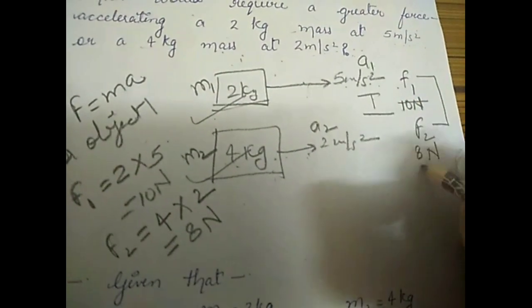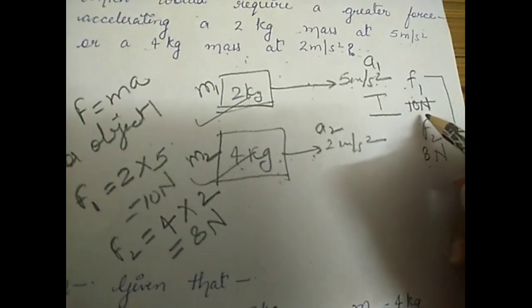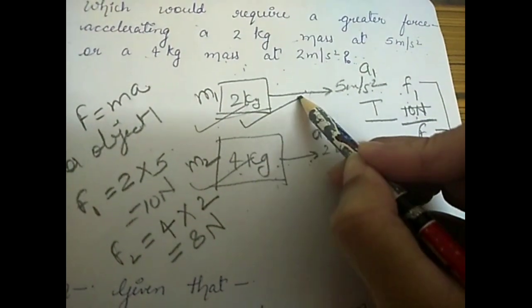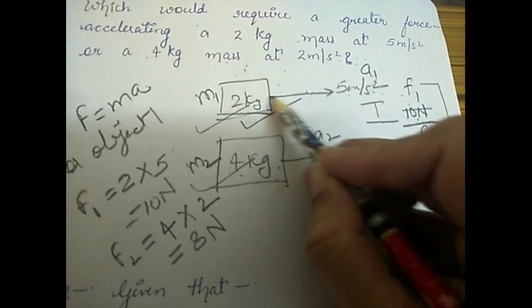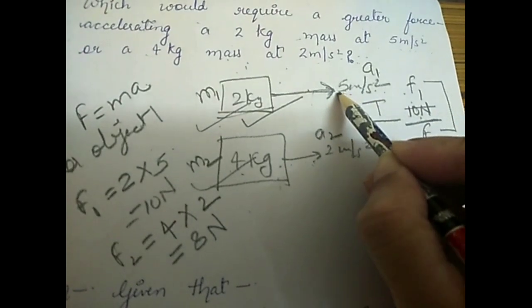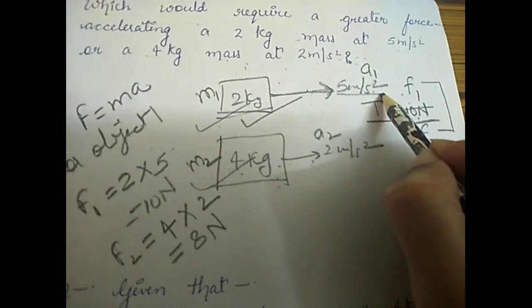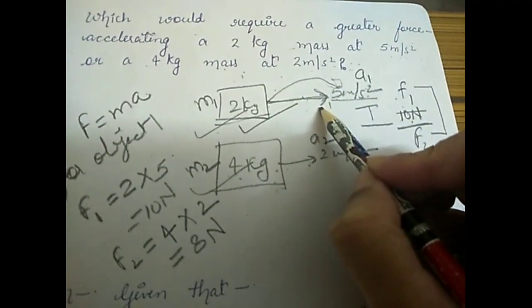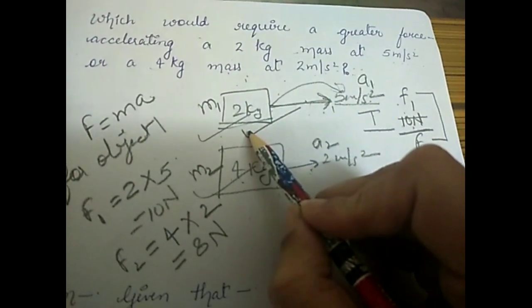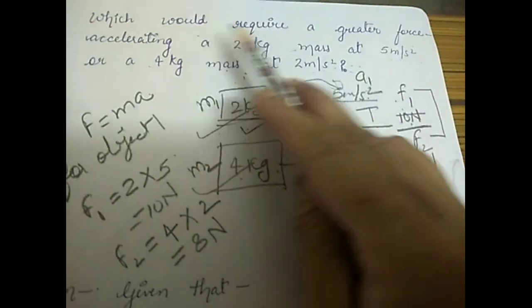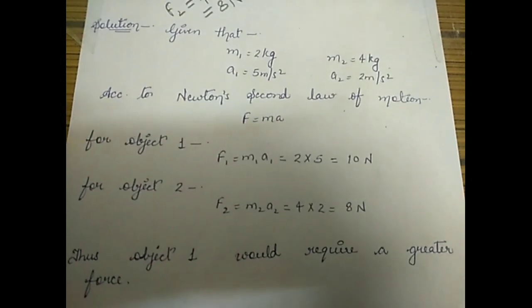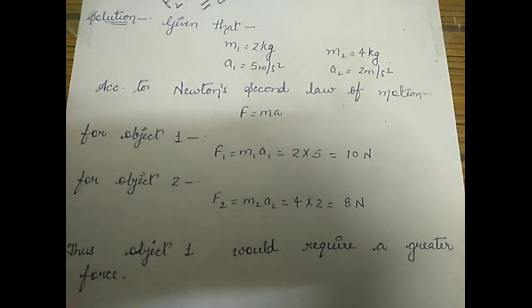Which force is larger? Which force is greater? 10 Newton is greater. That means 2 kg mass needs more force to get it accelerated with 5 meter per second square. Okay, so object number 1 would require a greater force. This is its final result, final solution.